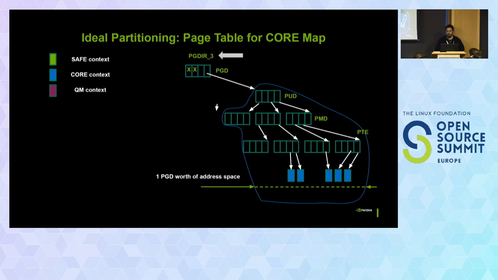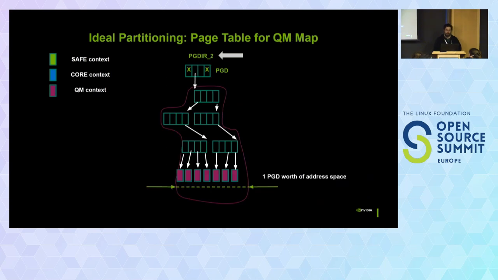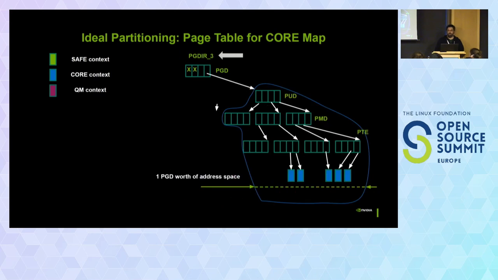And these are the three maps that ideally we would use. As you can see, I have marked with a white arrow the fact that there are three different roots, PGTR 1, 2, and 3, because that's how you can represent the different page tables.